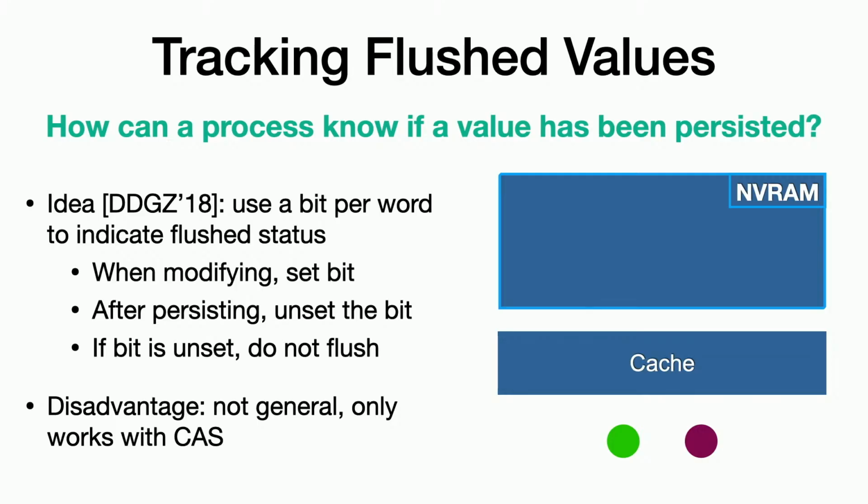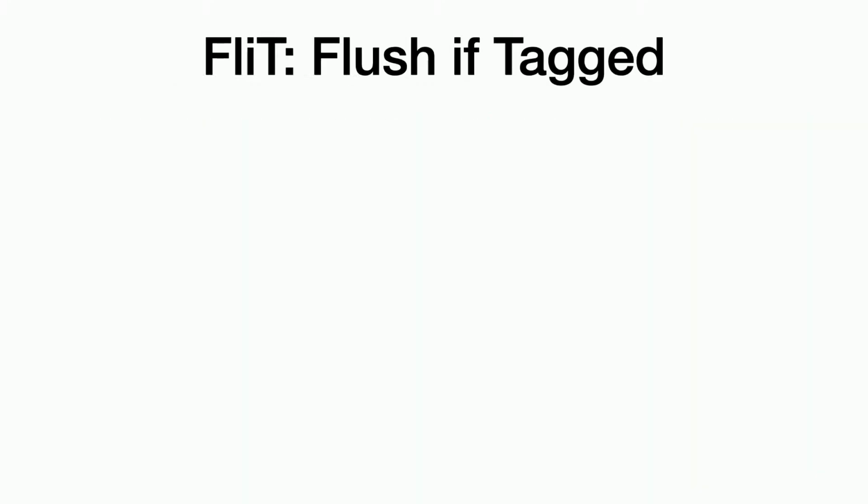The disadvantage, though, is that you do need a bit per word. In some algorithms, that's perfectly fine. In others, they actually optimize for all the bits in the word, and you can't take away a bit from the word. They also needed to use compare and swap instructions, right? And that can also limit the generality in some cases. Okay, and this is just an example. You flush, you turn off the bit, you're done.